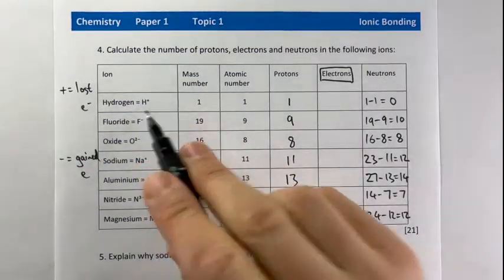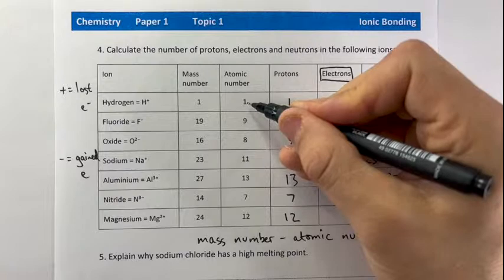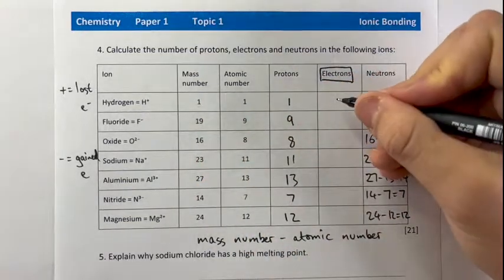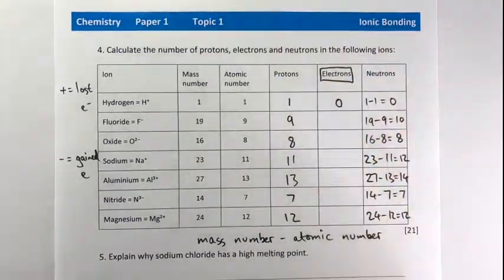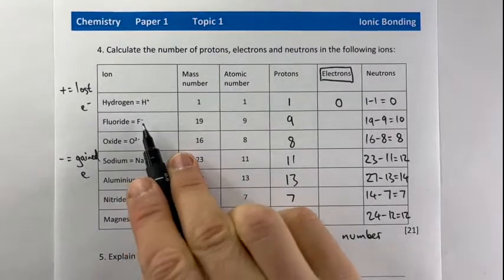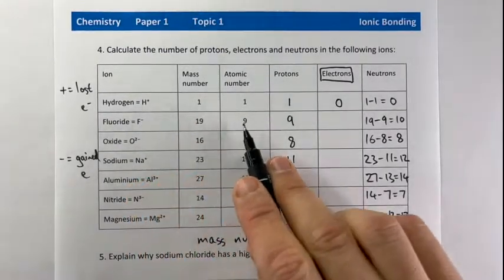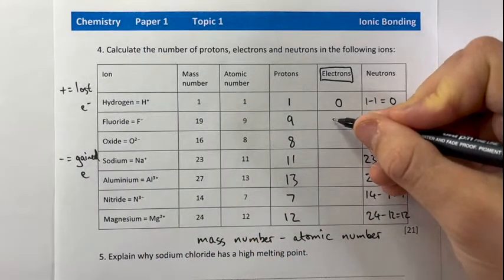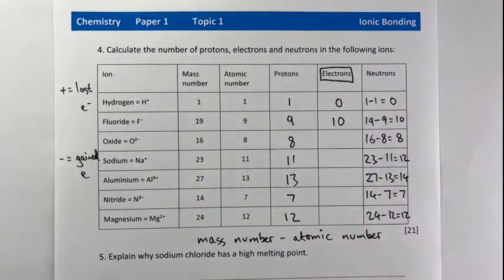So a charge of +1 means, from the atomic number, there is 1 electron, and because the charge is +1, that electron has been lost. That means a hydrogen ion has 0 electrons. If you see -1, there is 1 extra electron. So the atomic number is 9. 9 electrons means 1 has been gained, 10 electrons.